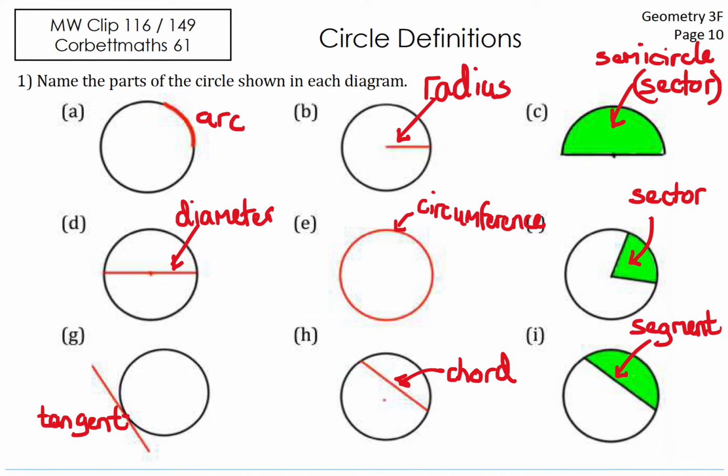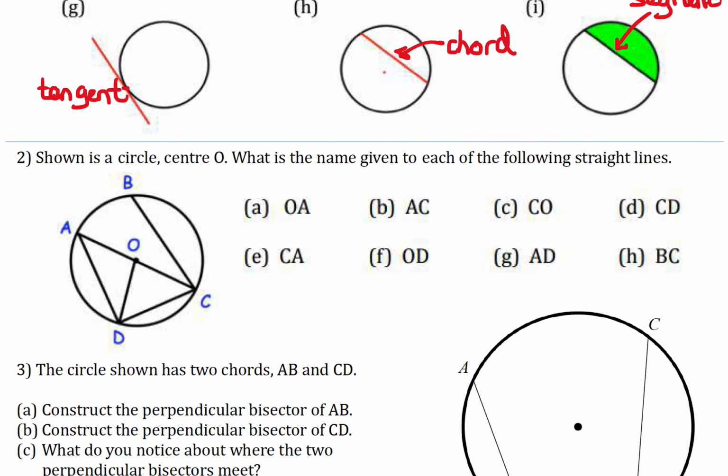Now that we know those words, we can put them into use. Question 2, what is OA? From O to A, we almost always use O as the center of a circle, by the way. That would be a radius. From A to C, going all the way across the circle through the center, that's a diameter. C to O, it doesn't matter if you go O to C or C to O, it is still a radius because it just goes from the center to the outside.